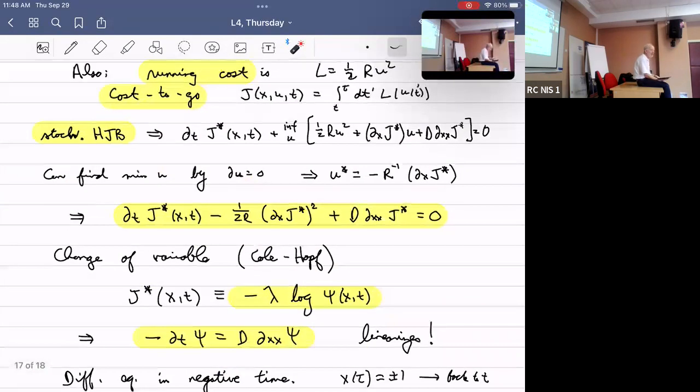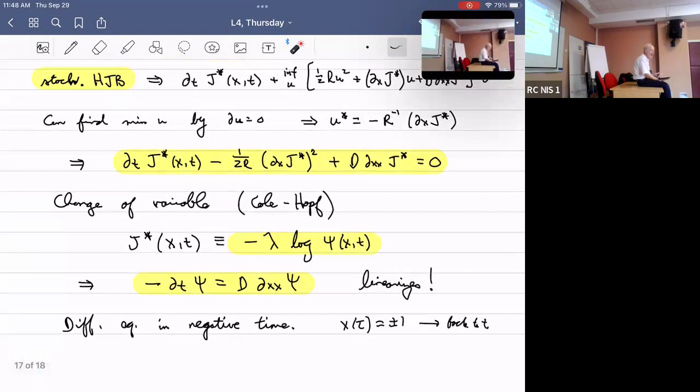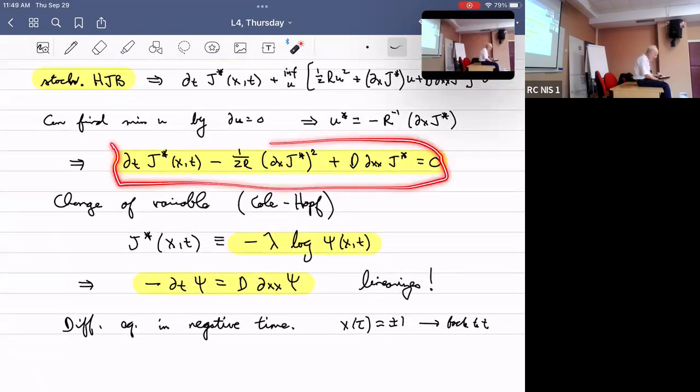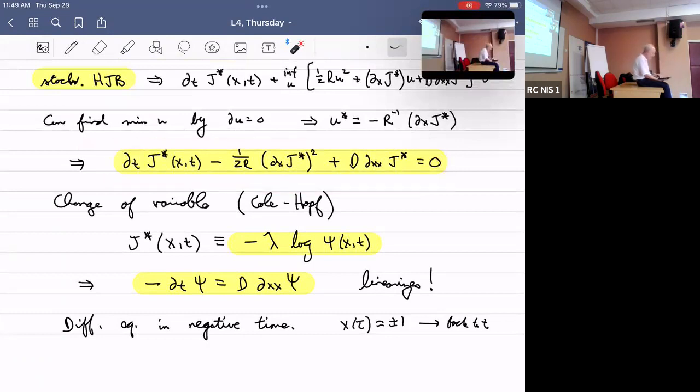But then there's a kind of miraculous change of variables that you can do, that I will let Raphael answer any questions about, of the Hopf-Cole transformation, about when and where this would help. But it works for an equation of this form. So we let J be minus lambda log psi, where psi is going to be our new variable. And in terms of this new variable, lo and behold, we have a linear diffusion equation. So we've taken this nonlinear partial differential equation, taken a nonlinear coordinate transformation, and poof, it becomes a linear equation that we can actually solve. And again, I leave it to people like Raphael to explain why this transformation exists for this problem.